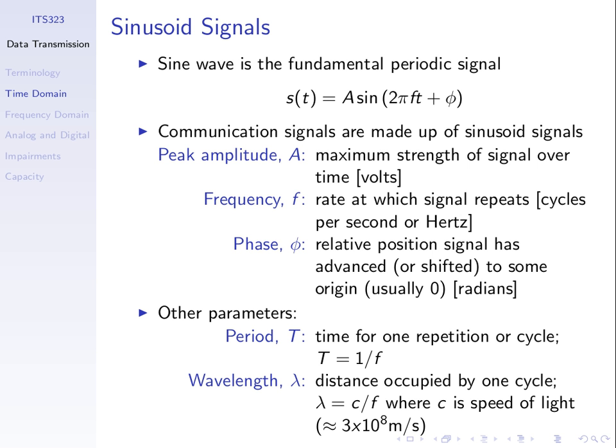One thing we missed, wavelength. We covered peak amplitude, frequency, phase, period. Wavelength, lambda, is the speed of light divided by the frequency. Remember that one as well. The distance occupied by one cycle. We may see an example later.